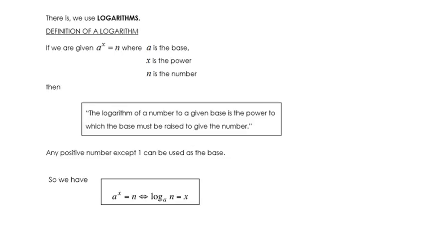The definition of a logarithm is, if you've got a to the power of x equals n, where a is the base, x is called the power, and n is just the number, then the logarithm of a number to a given base is the power to which the base must be raised to give the number. It sounds complicated, but once you get into it, it's quite straightforward. Any positive number except 1 can be used as the base. You can't use 1 as the base, but anything else can be. Therefore a raised to the power of x equals n is the same as saying log a n equals x.